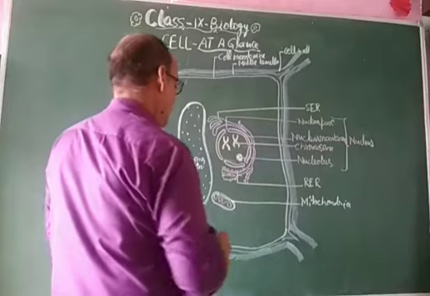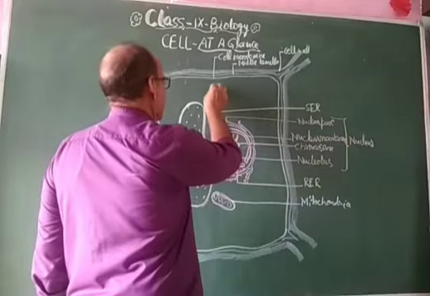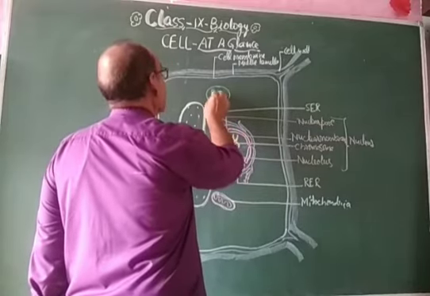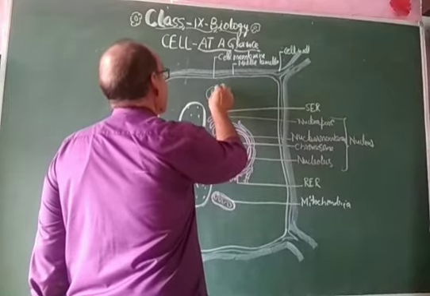And apart from mitochondria, there are chloroplasts. So chloroplasts are there, something like this.